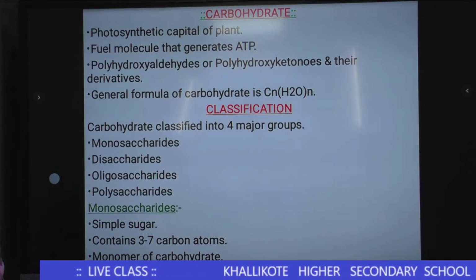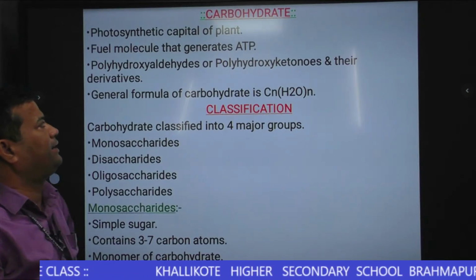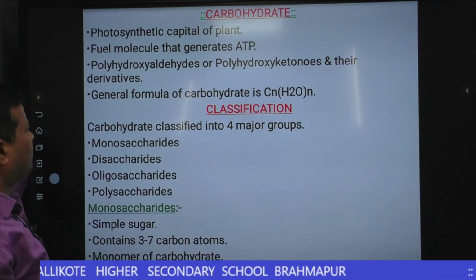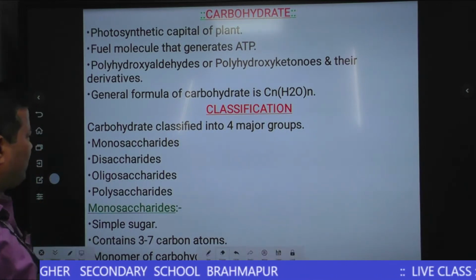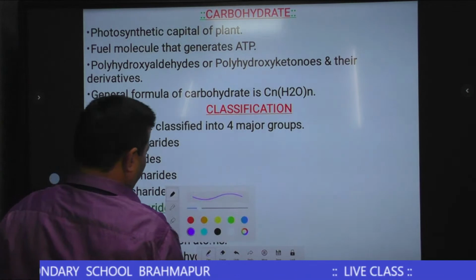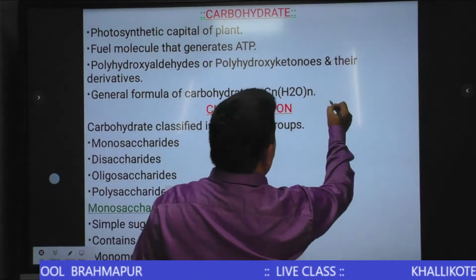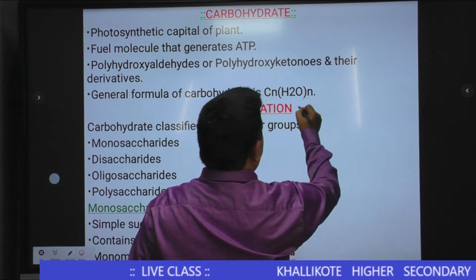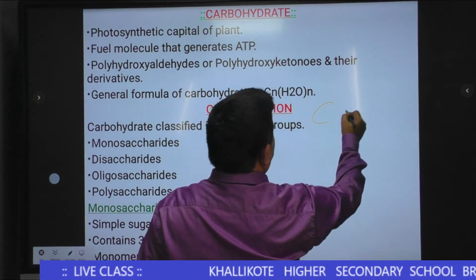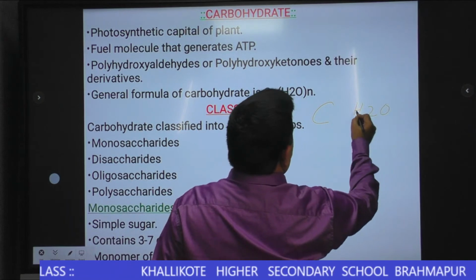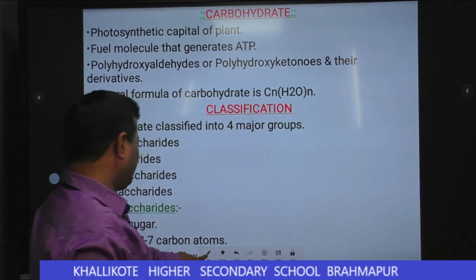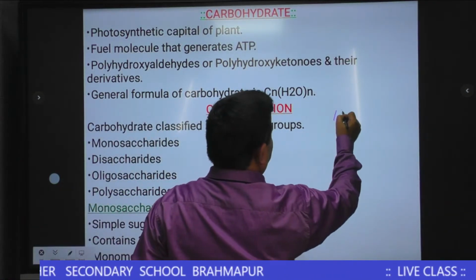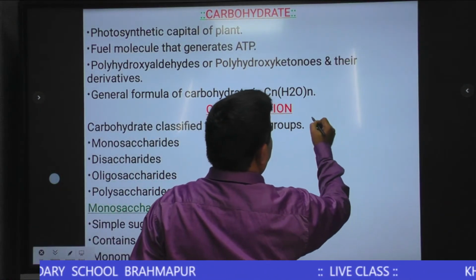Then we can ask, what is carbohydrate? Carbohydrate means hydrate of carbon. Hydrate of carbon means water of carbon. That means carbon water. Here we can say hydrates of carbon.